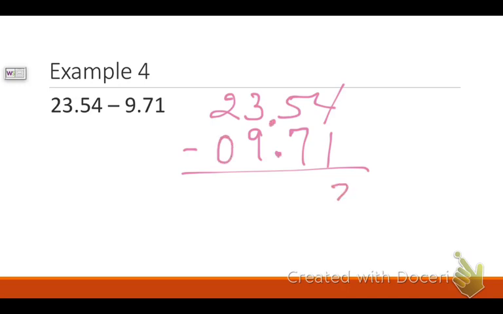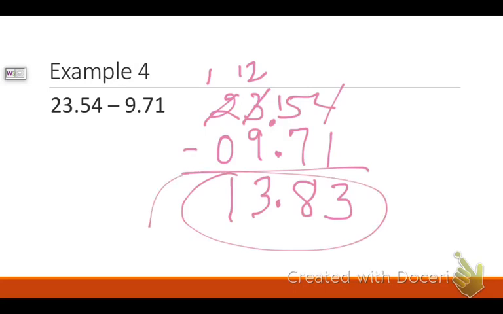4 minus 1 is 3. We cannot say 5 minus 7. Borrow from the 3, make that a 2, put a 1 here. 15 minus 7 is 8. I can't say 2 minus 9, so I'm going to borrow from the 2, make that a 1. 12 minus 9 is 3, and 1 minus 0 is 1. That, ladies and gentlemen, is our difference.